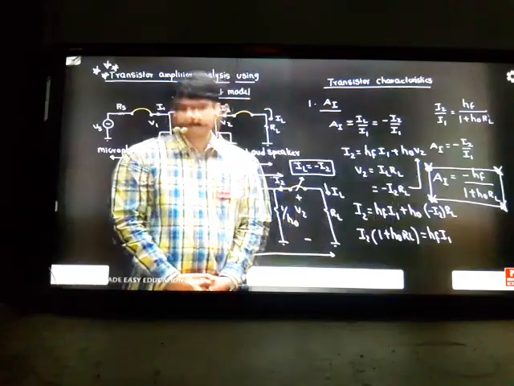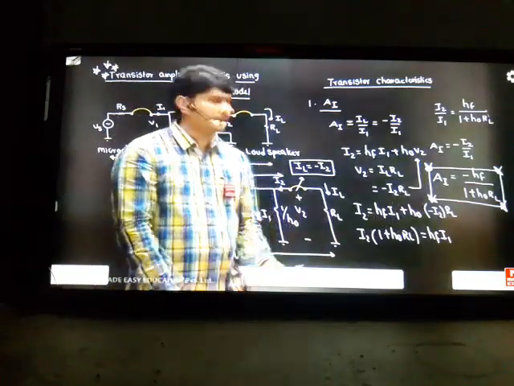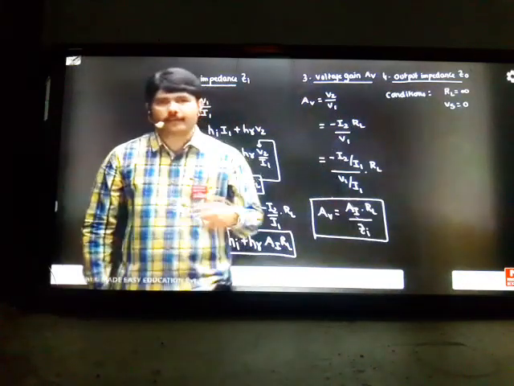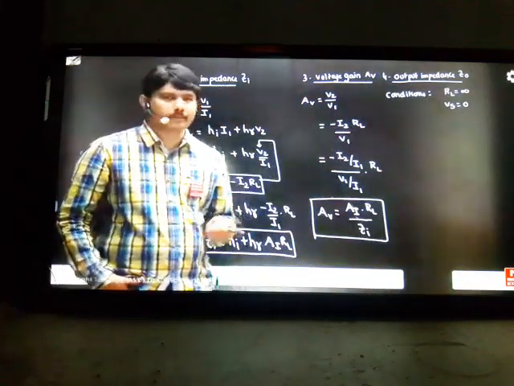These are the two basic things we have to apply. That's why I'm teaching fundamentals for you, fundamentals in networks. So this rule will apply everywhere. RL equal to infinite, you apply for every question. In the next class, whatever output impedance I solve, I'll apply this only every time.